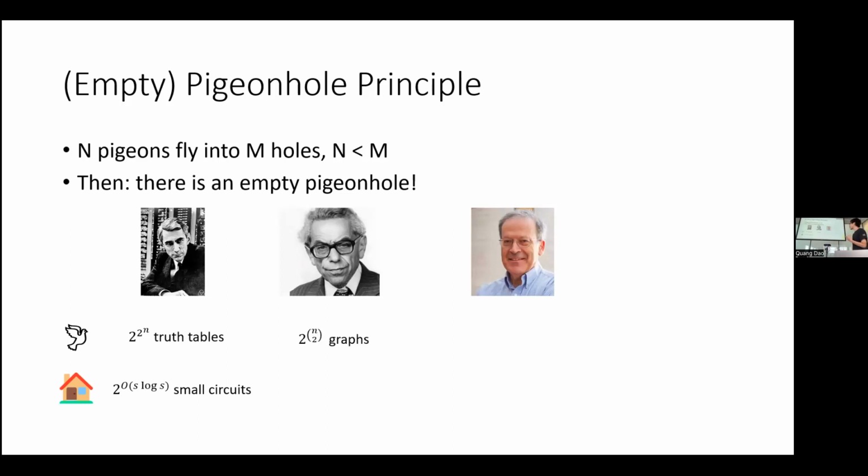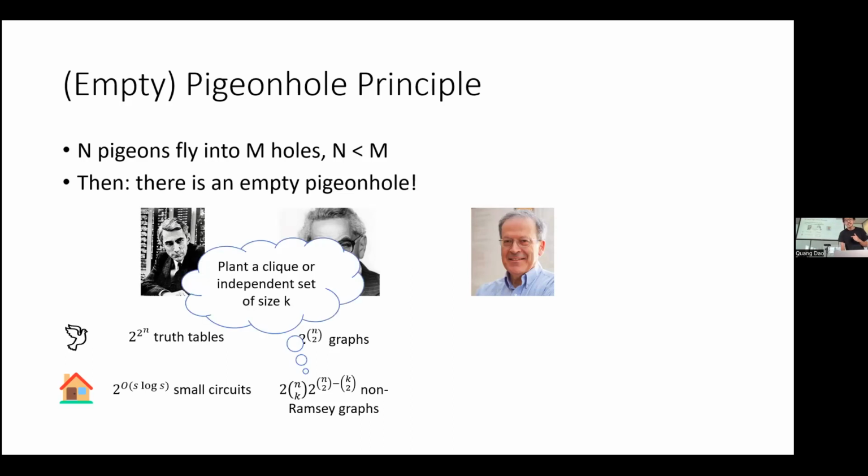It's similar for Ramsey graphs, where there are 2^{n^2} graphs. But if you count the number of non-Ramsey graphs, which means they have either a large clique or a large independent set, you can see that the number is extremely small if you set k to be like 0.1 times log n. So this shows that a random graph must be Ramsey, with neither a large clique nor a large independent set.